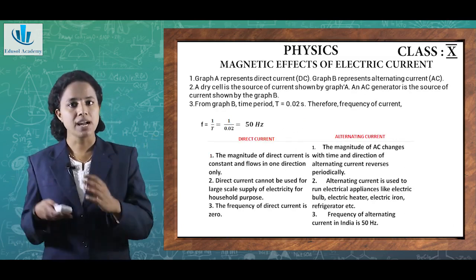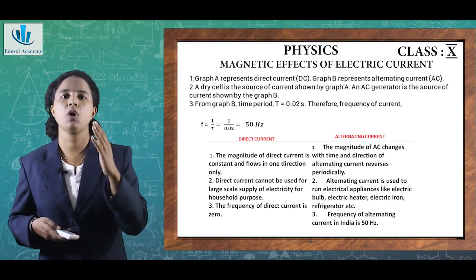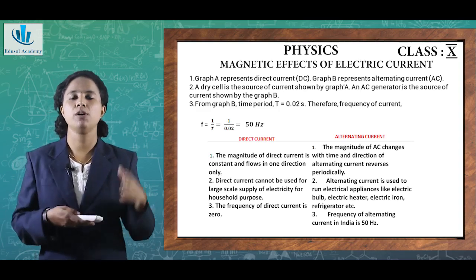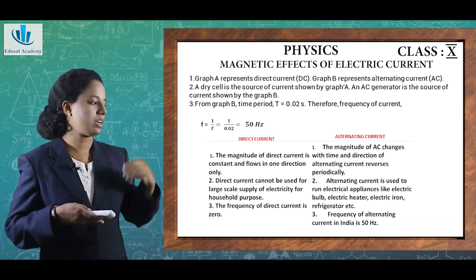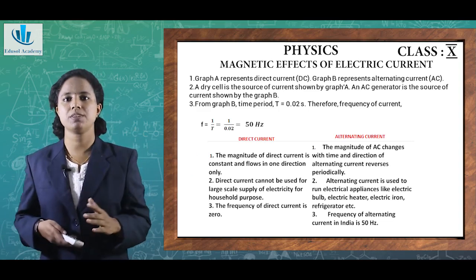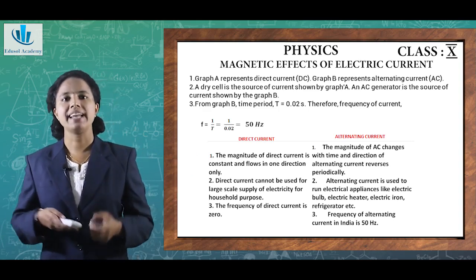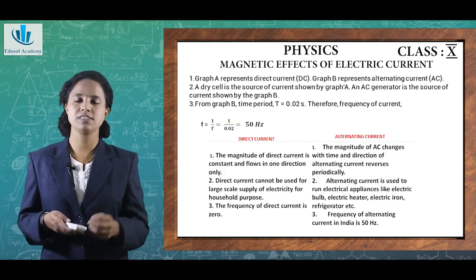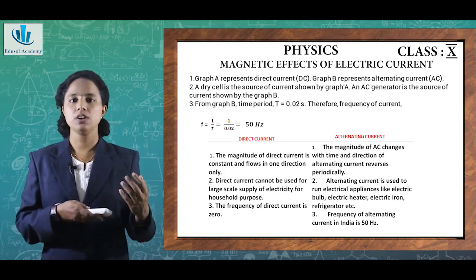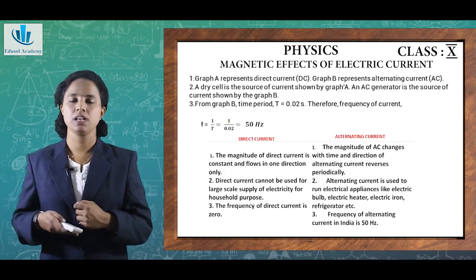So a dry cell will be the source of current which is shown by graph A in the form of direct current. But we know that graph B represents the alternating current or AC. So an AC generator is of course the source of current shown in graph B.